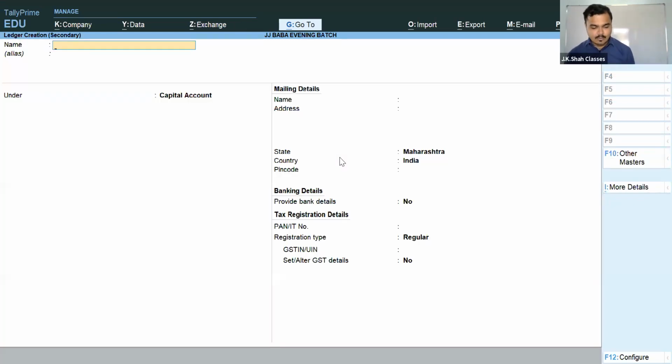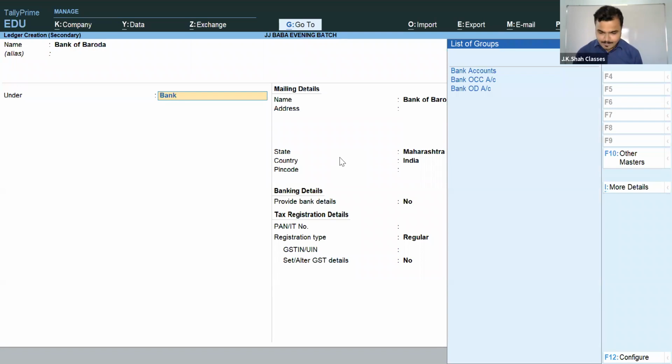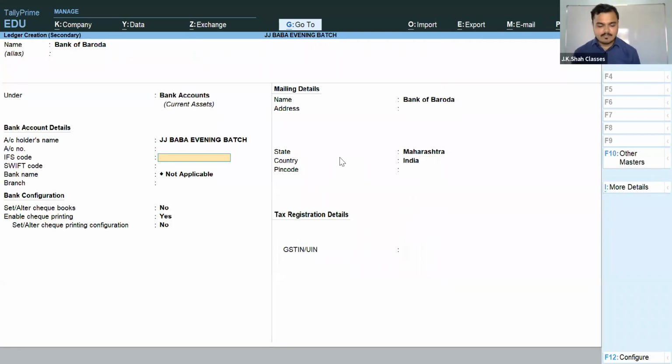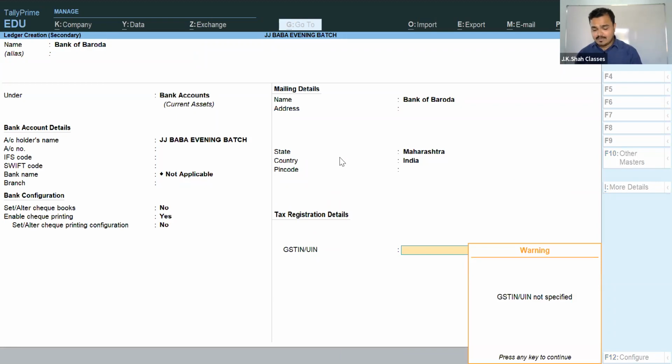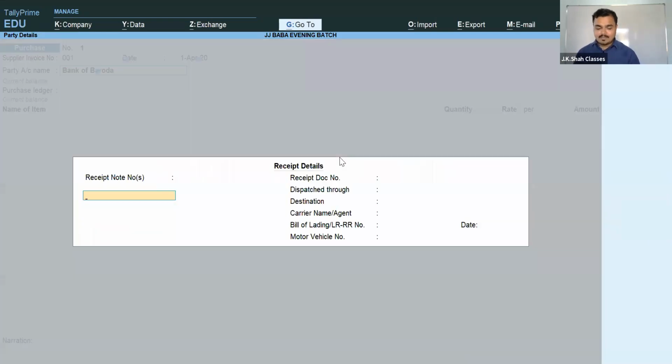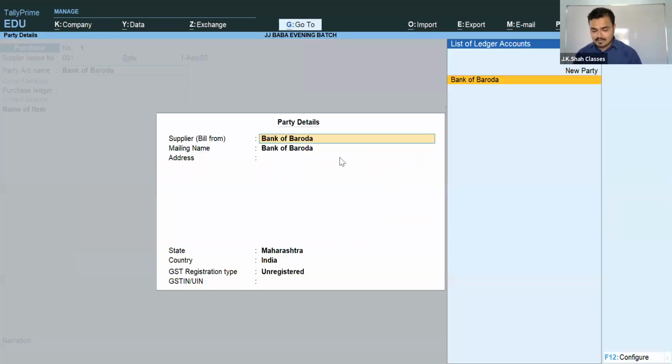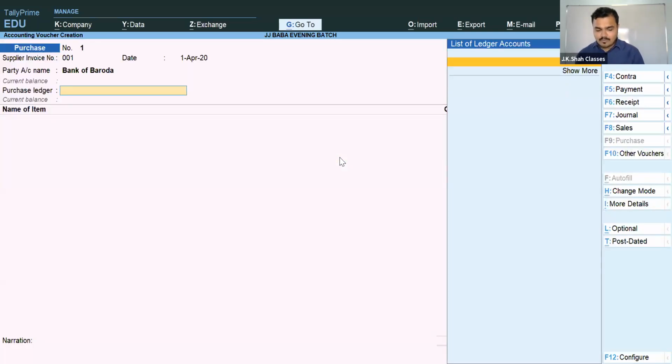I'll create the account here. Suppose I'm creating the account Bank of Baroda under bank account. See this, account number, IFSC code, SWIFT code, they are asking. I said I don't want to give anything. Accept. Done. From Bank of Baroda only we are doing the shopping. That means the fund is directly coming to cash.